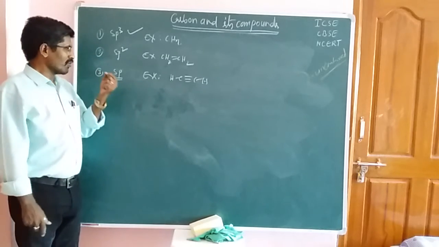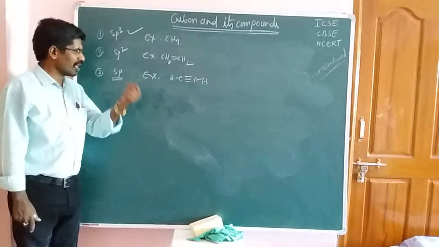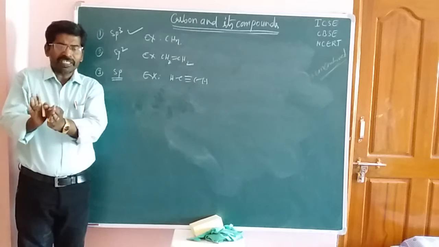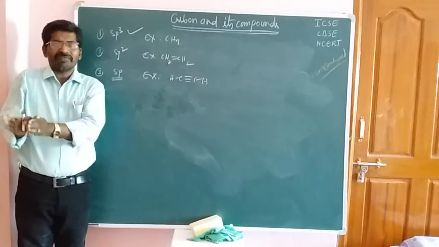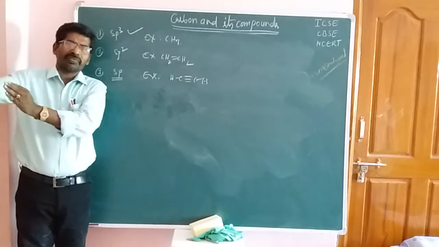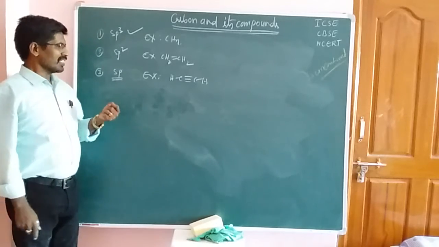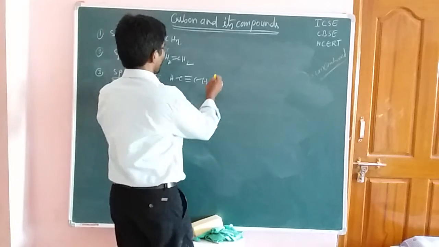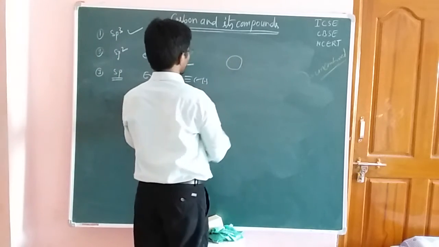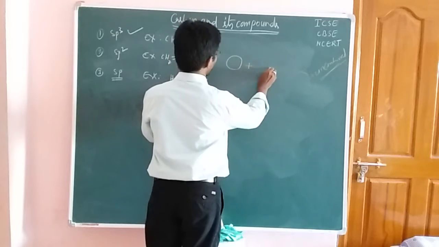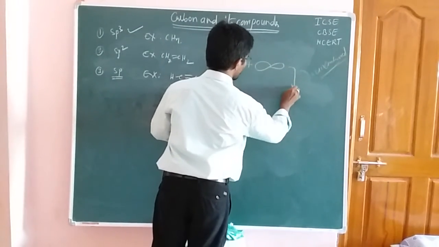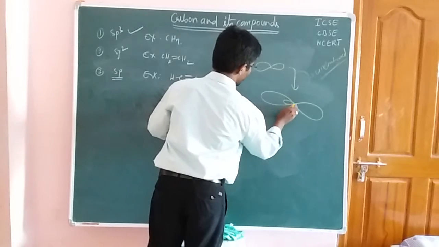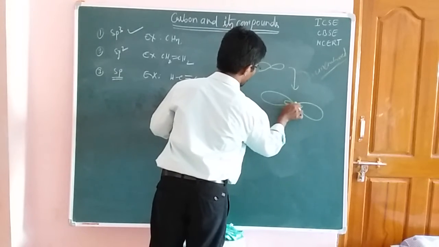Okay, students. Now, intermixing of s and p orbitals gives rise to an equal number of new orbitals of the same energy, containing hybridized orbitals. That phenomenon is called sp hybridization. In this one, one s orbital is mixed with one p orbital, so we get this type of hybridized orbital.